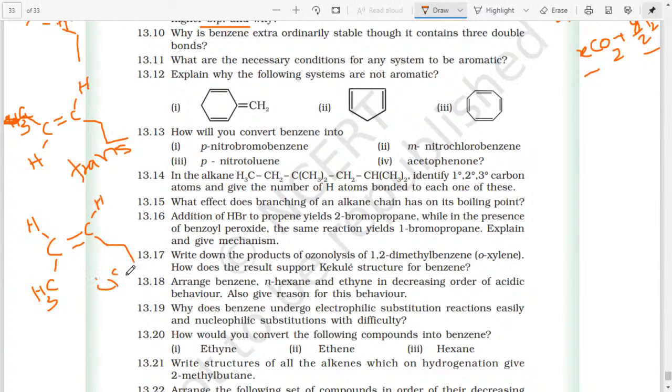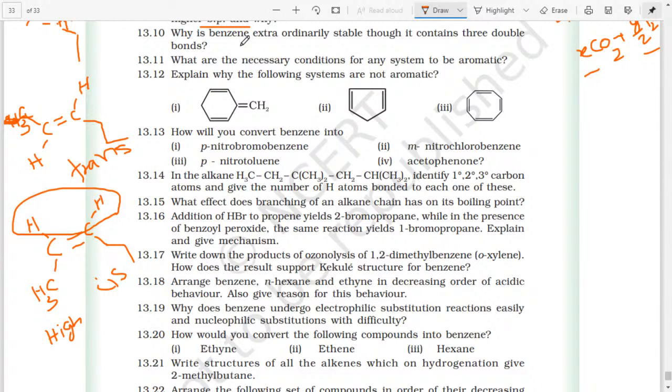Yes, students. So please remember, because of polarity, this cis compound is more stable and it is going to be high boiling point. Cis compounds are high boiling point compounds. So cis compound is going to be more stable because of polarity.